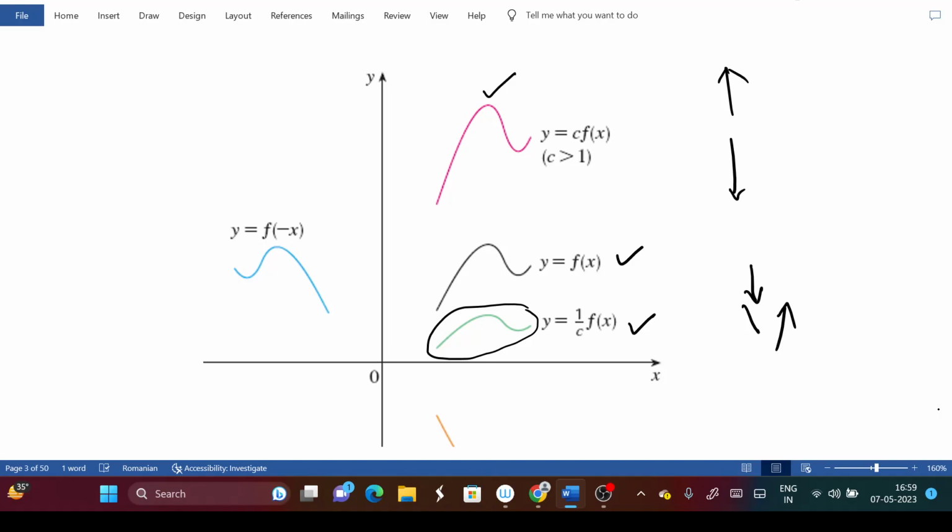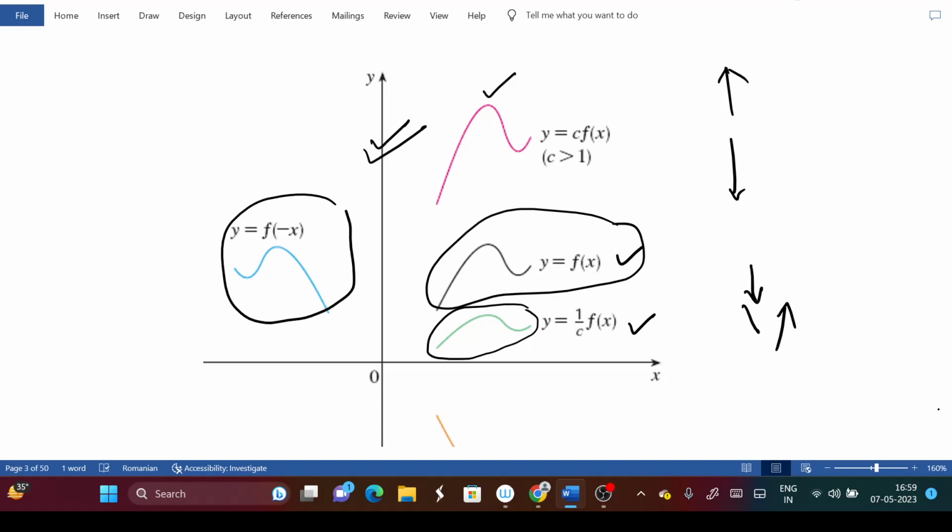If the function's argument is multiplied with -1, it will give me just a mirror image where the mirror is kept along the y-axis. If y is equal to f of x is this curve, its mirror image is y is equal to f of minus x, where the mirror is kept along the y-axis.